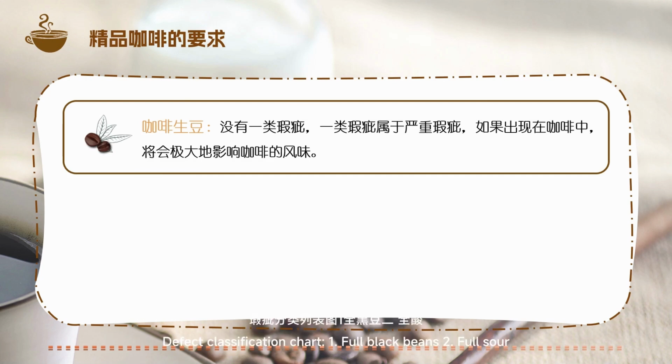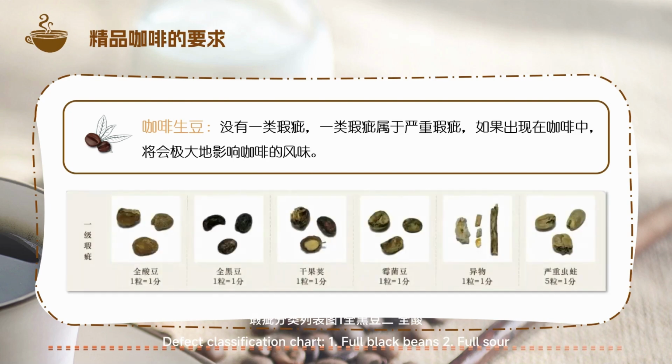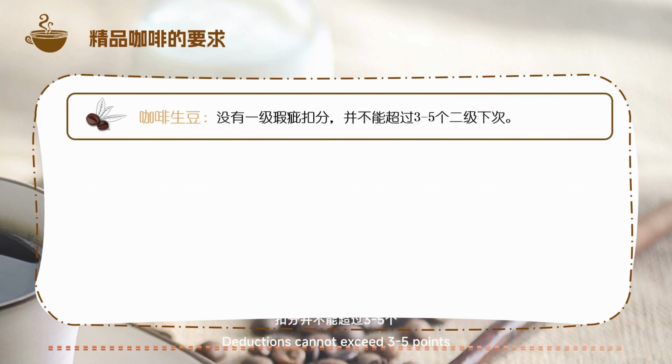Defect classification chart. Primary defects: 1. Full black beans. 2. Full sour. 3. Dry pods. 4. Foreign matter. 5. Severe insect damage. There must be no primary defects. Deductions cannot exceed 3 to 5 points.